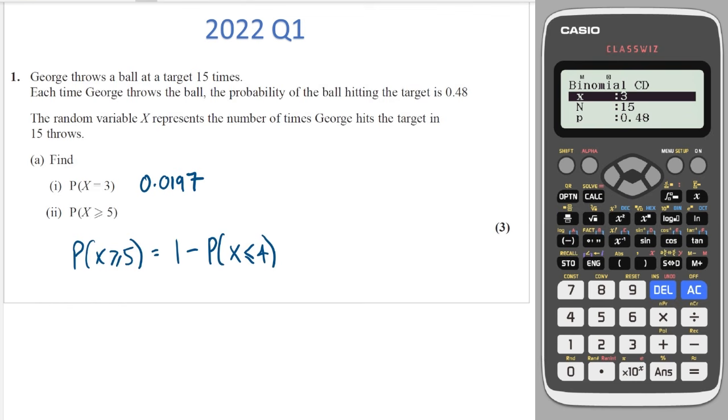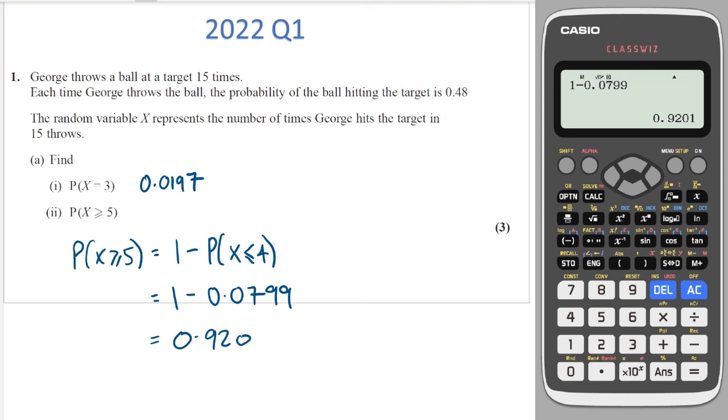Okay, so now in the cumulative distribution part, I can do 4 as my x value, and the number of trials and probability stay the same. And that gives me 0.0799. And then when I do that calculation, I would have to go back into run matrix, and I would press 1 minus 0.0799, and I would get a probability of 0.9201.